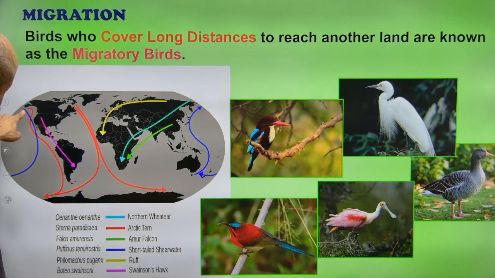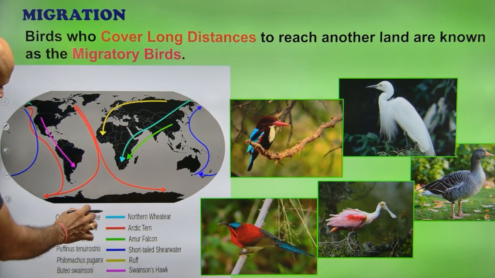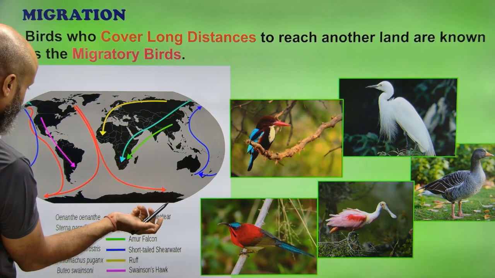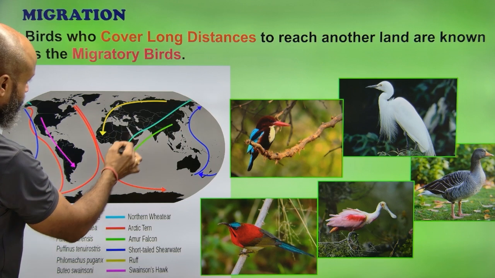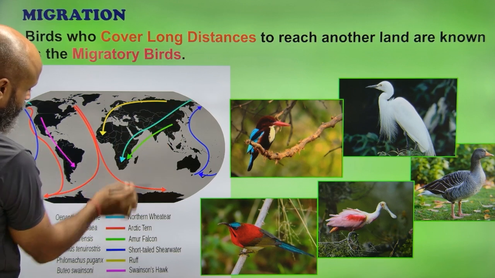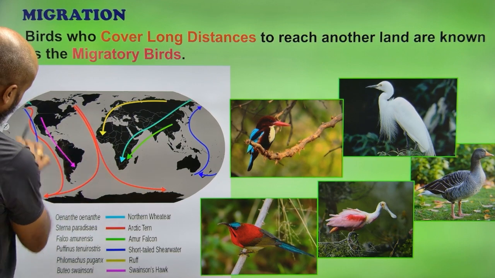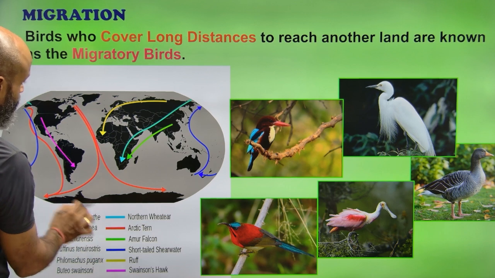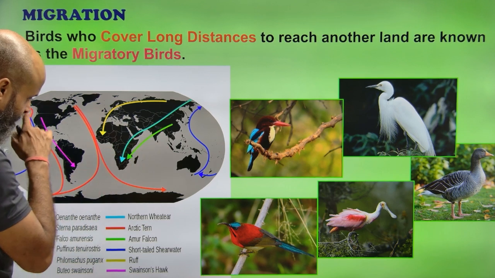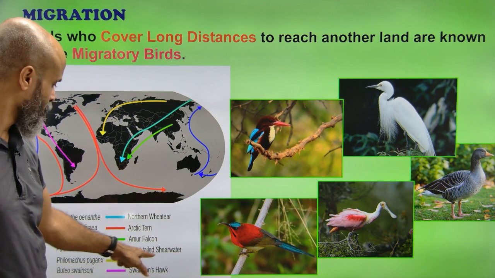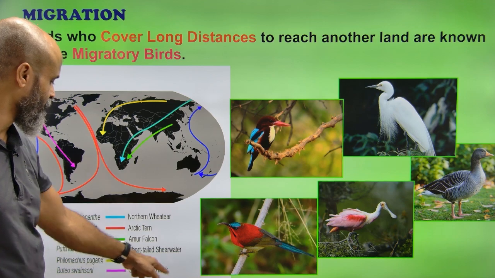So look at this. If I take the blue one, where is the blue one? Okay, this is the one. See the transition from here to here. If I take the red one, see the transition from here to here, how long they are traveling. See the transition from here to here. So this is the northern wheatear, this is the Arctic tern, Amur falcon, short-tailed shearwater, ruff, Swainson's hawk.